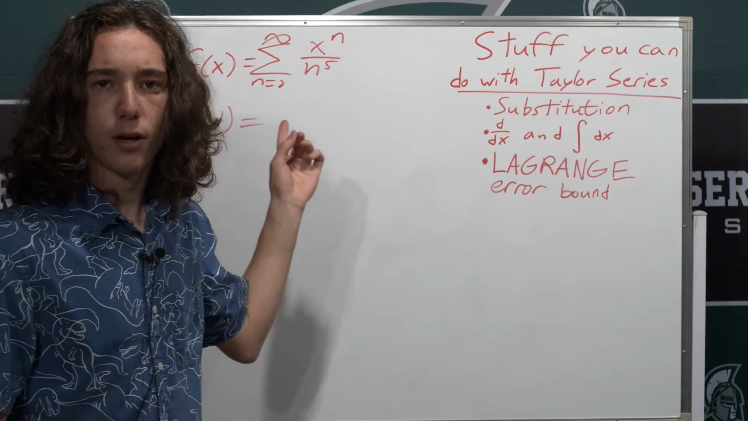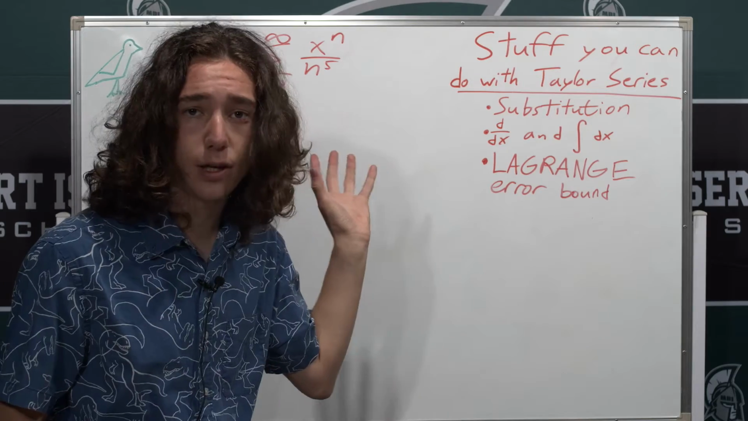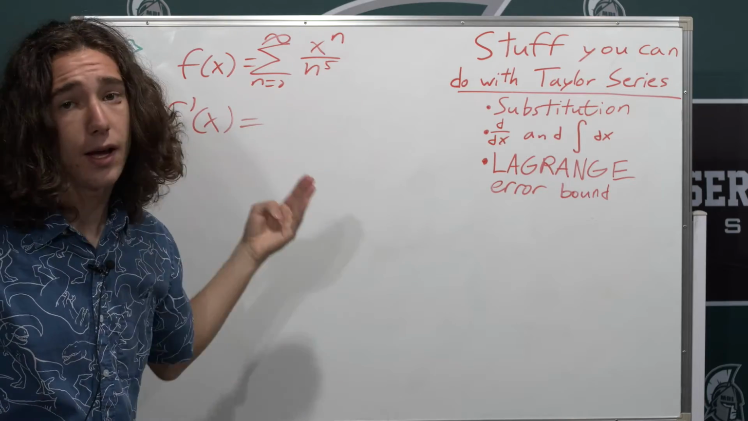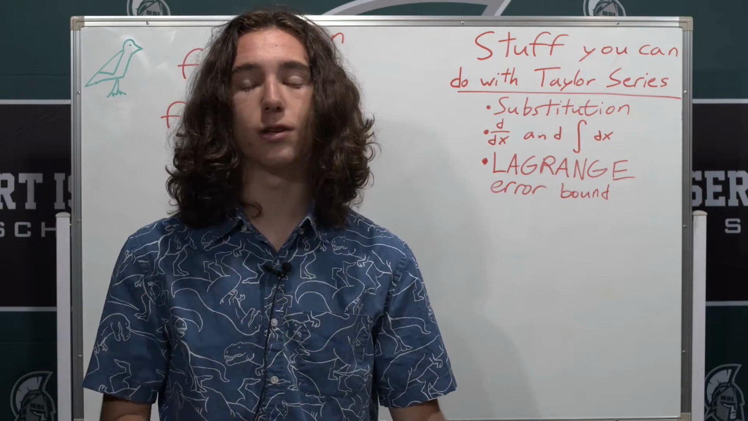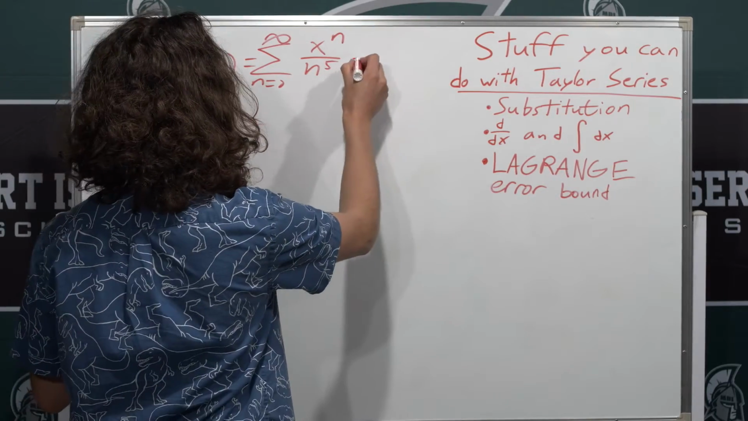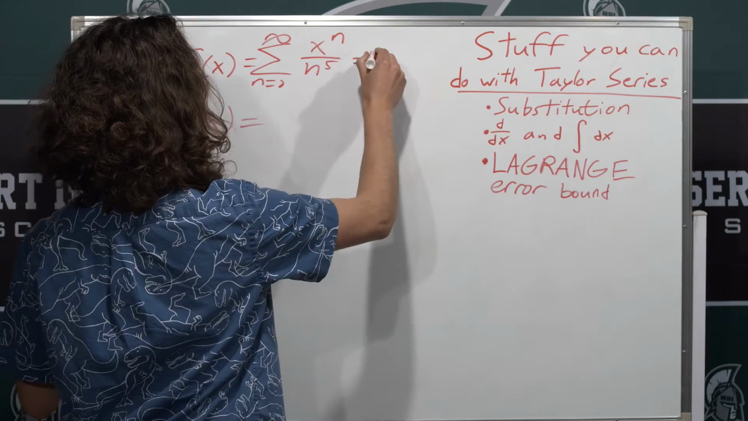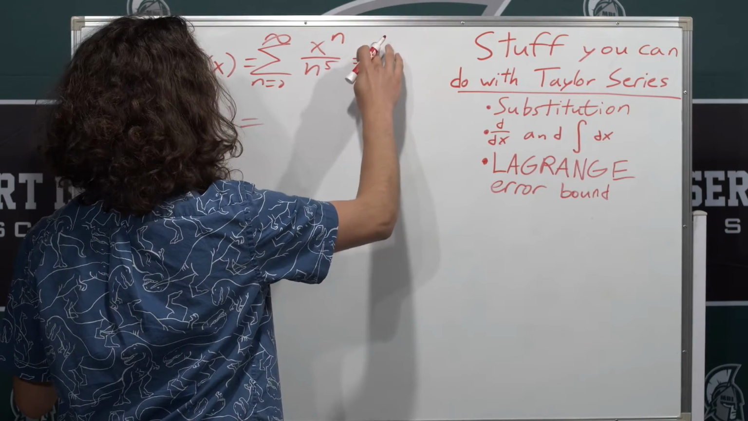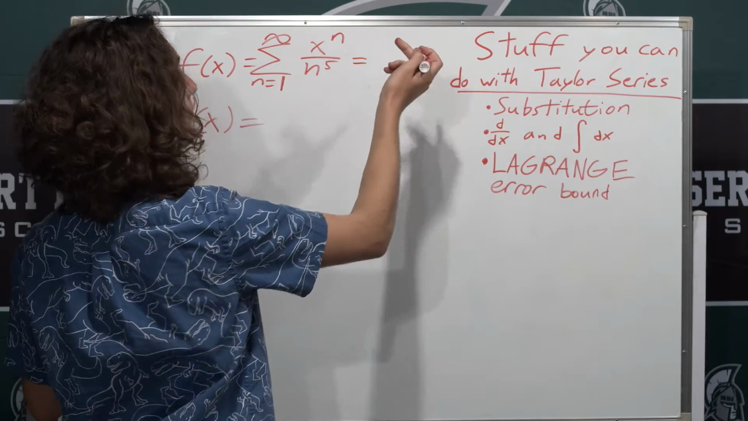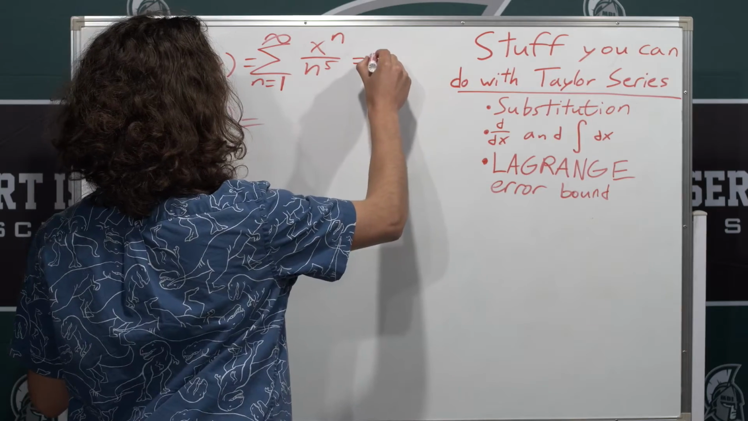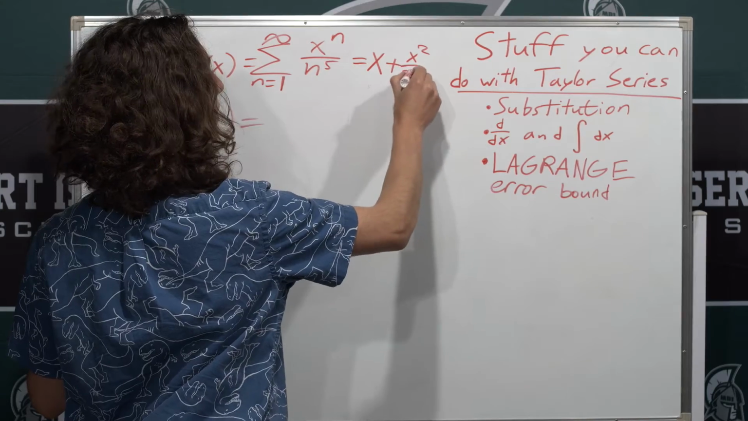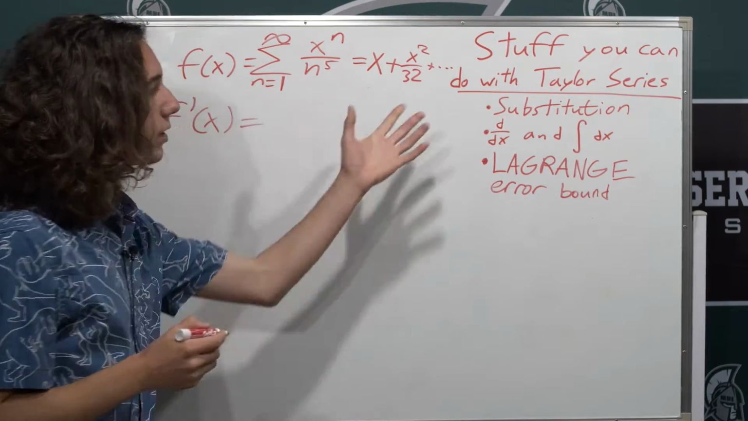Even though this is in this scary, funky series form, like this looks like its own wacky thing, it's not. Remember, that summation notation is just a list of plus signs. This is just a ton of addition. When n is 0, it's just 1. Well, it's actually 0, so we're starting at 1. When n is 1, it's x over 1 plus x squared over 32 plus dot, dot, dot, right? It's just a list of plus signs.